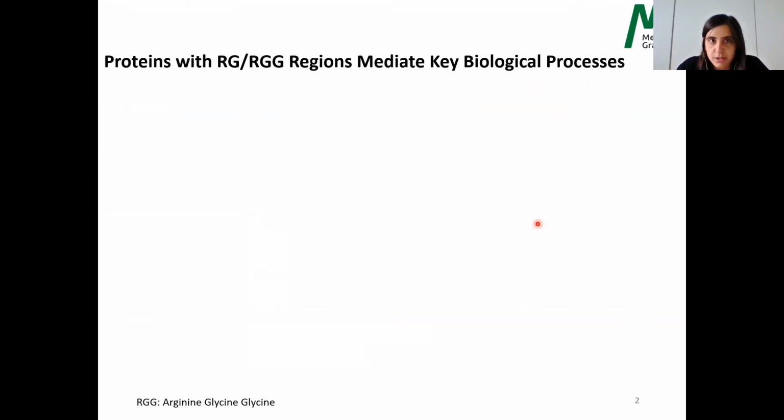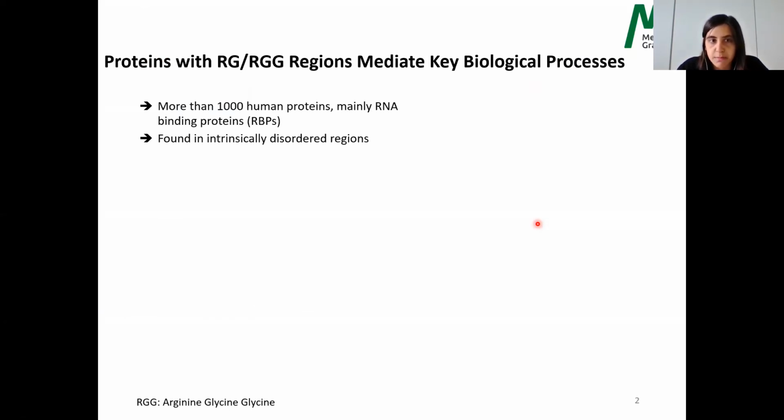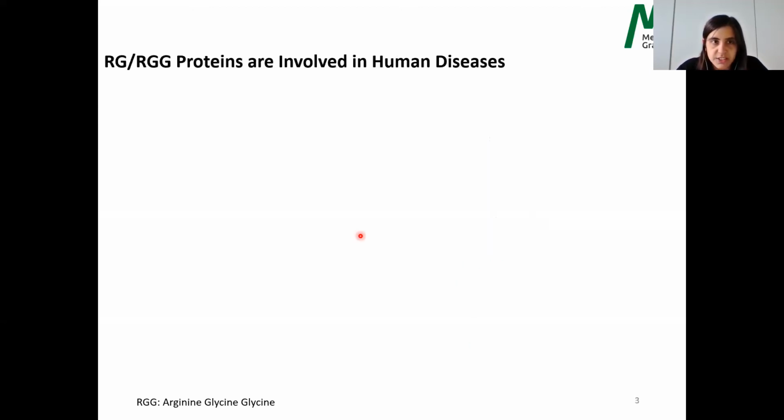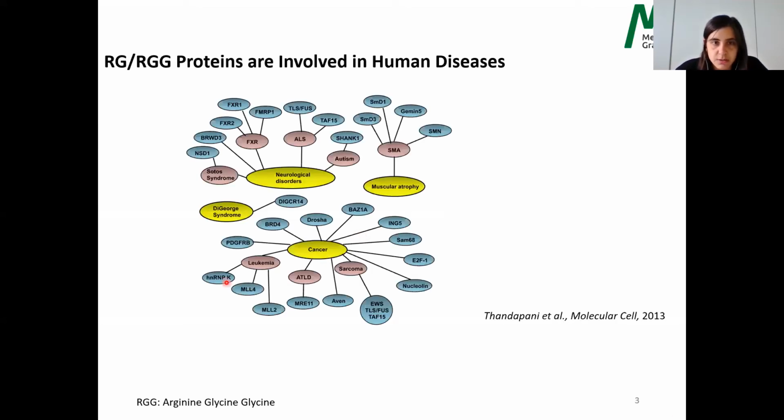Arginine and glycine-rich regions, termed RGG-rich regions, are found in more than 1,000 human proteins. They are mainly found in intrinsically disordered regions, and they are important for protein-protein and protein-RNA interactions. RGG proteins play an essential role in many biological processes like transcription, splicing, DNA damage repair, and so on. The activity of these RGG proteins is regulated by post-translational modifications, and RGG proteins are involved in many human diseases like cancer and neurological disorders.